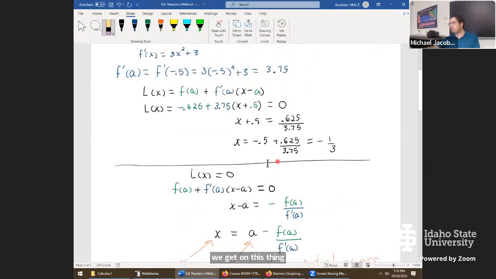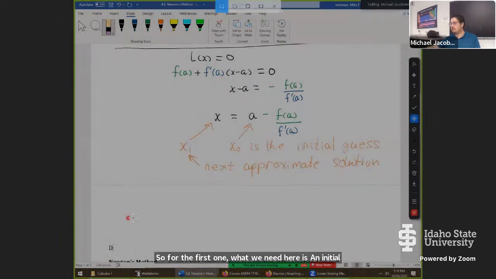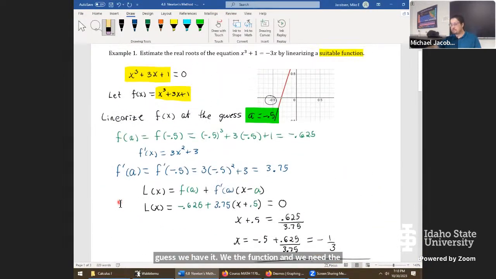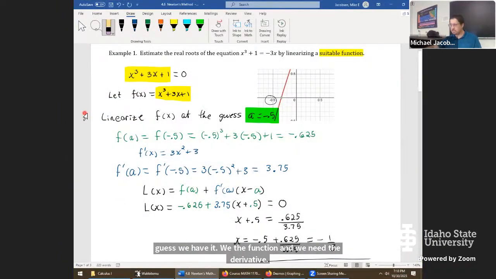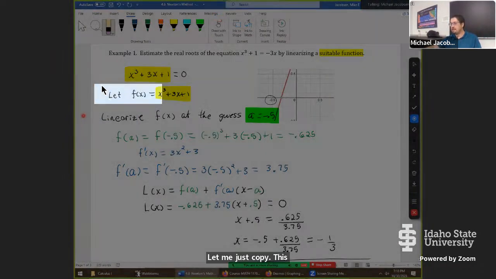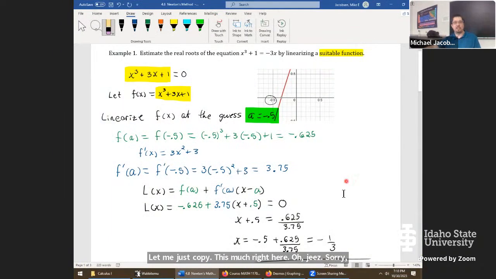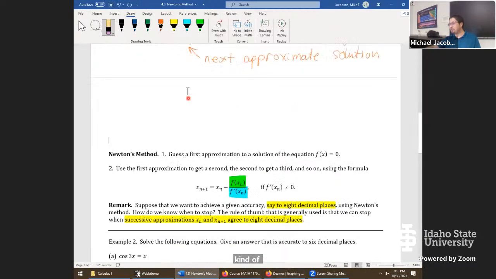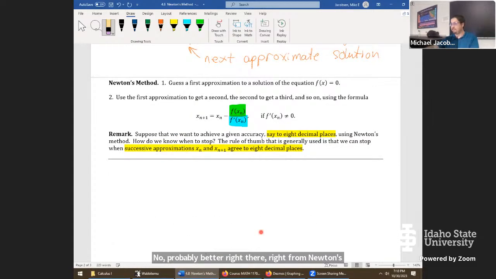So for the first one, what we need here is an initial guess. We have it. We need the function and we need the derivative. So let me just copy this much right here. That should do the job. So now we're going to give this a real try. I'll put it right there, right in front of Newton's method, so we see what we're looking at. I will do example 2 right after.